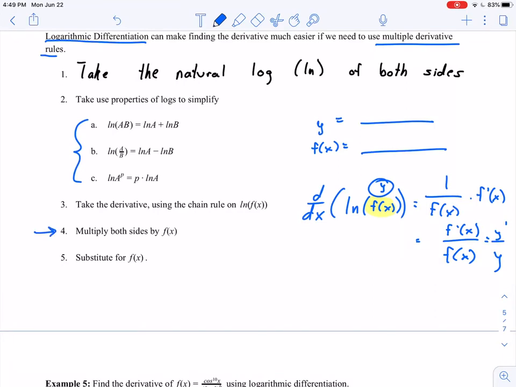Lastly, second to lastly, I'm going to multiply both sides by f of x, or y, depending on the notation that you use. So I'm going to multiply both sides by that function.